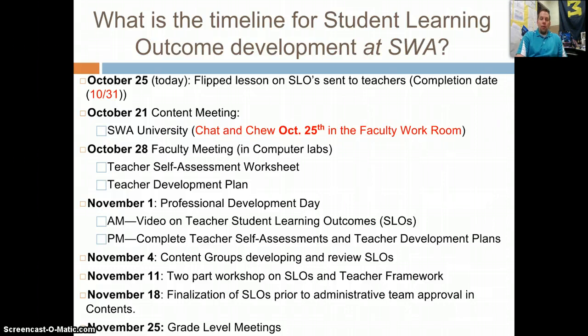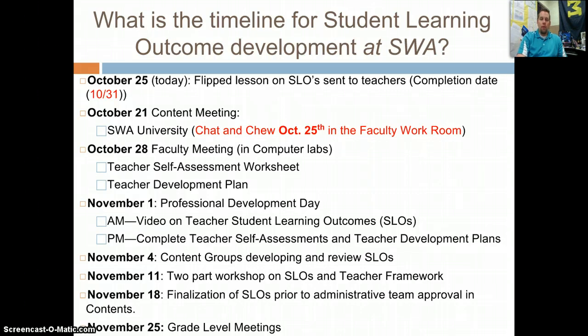On October 28th, we are going to work on our teacher self-assessments, and we're also going to work on the teacher professional development plan. You will do that based on the faculty meeting, which will be divided into 3 separate groups. More to come on that on Monday. I already told you about November 1st in the morning. In the afternoon, you are going to work in content areas on the self-assessment and the teacher professional development plans.